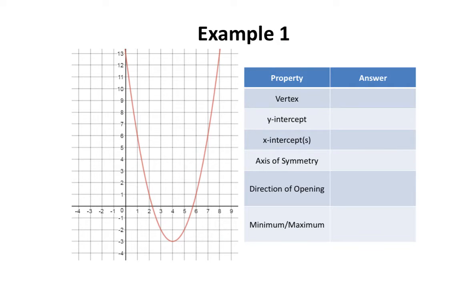In our first example, we're going to take a look at a quadratic relation. Let's take a look at the very first property right over here. That is called a vertex. The coordinates of this vertex are 4 and -3.